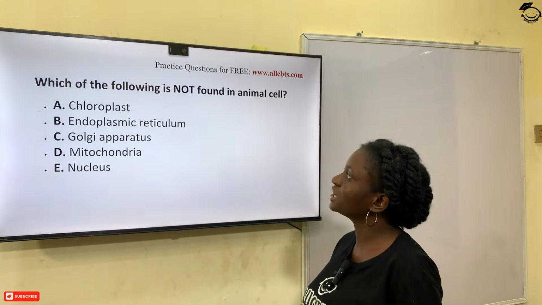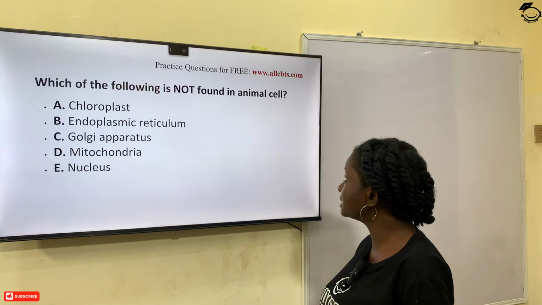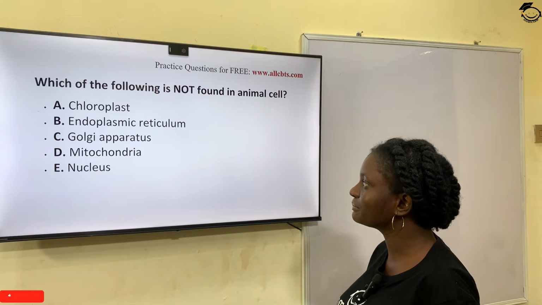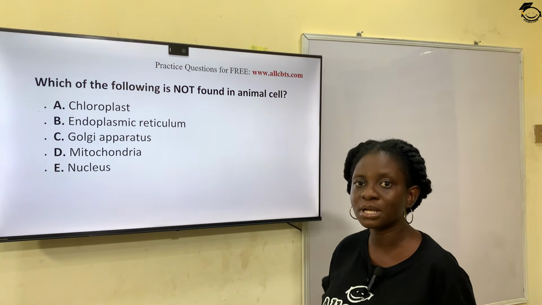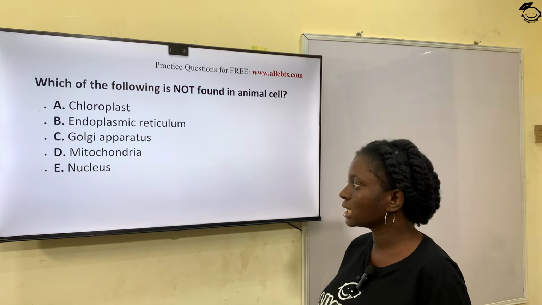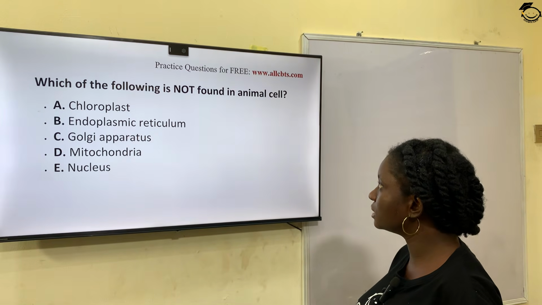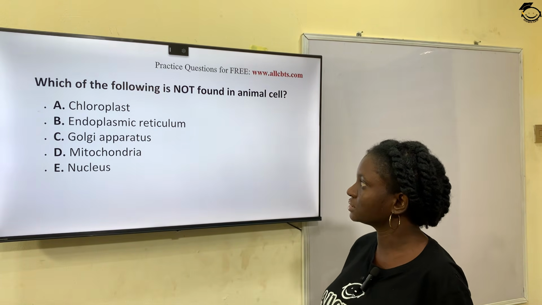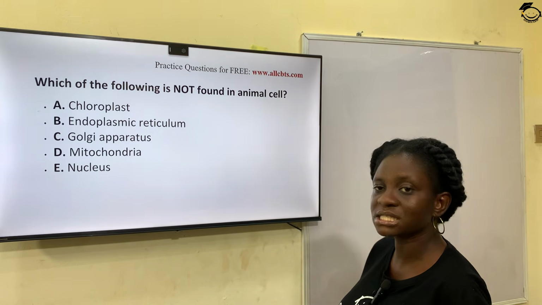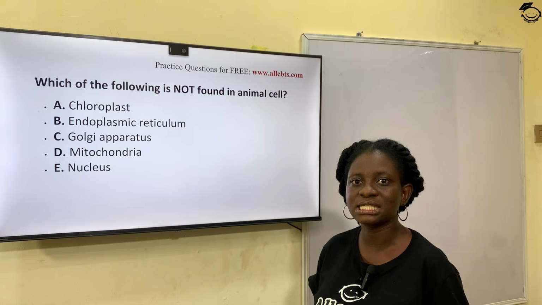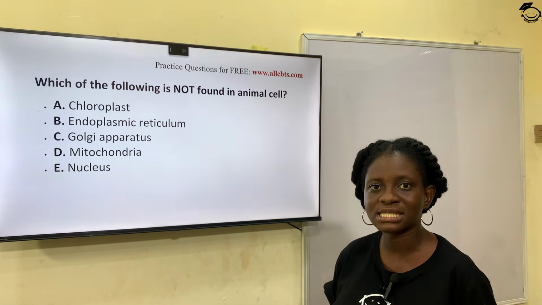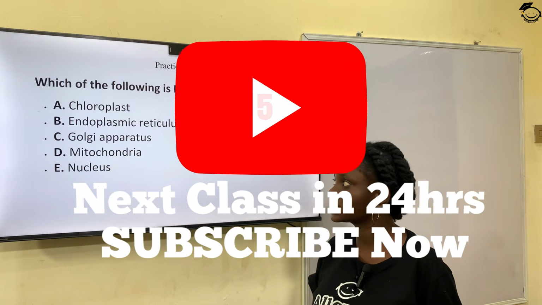Okay. Which of the following is not found in animal cell? Option A, chloroplast; B, endoplasmic reticulum; C, Golgi apparatus; D, mitochondria; E, nucleus. The only option that is correct here is chloroplast. Chloroplast is involved in photosynthesis and is mainly found in plant cell. So the correct answer is option A, chloroplast.